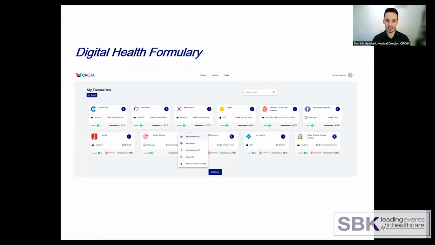So I just want to give you a quick overview of what a formulary and a library looks like. This is the ORCHA formulary. This is actually my favorites screen within the ORCHA formulary, and you can see I've favorited the apps I commonly recommend in practice. They've got the name of the app, and the score that the app got in the ORCHA assessment in the bottom right-hand corner. And just by clicking on it, like I have done there with Limbic Access, I can recommend it to the patient, which sends them the details of the app by text or email and records exactly what I recommended.